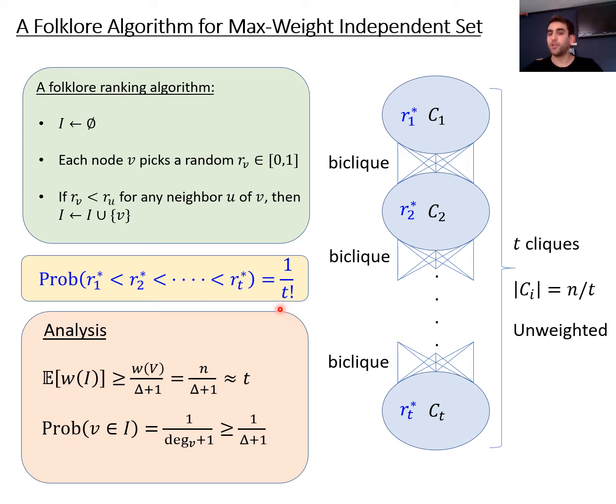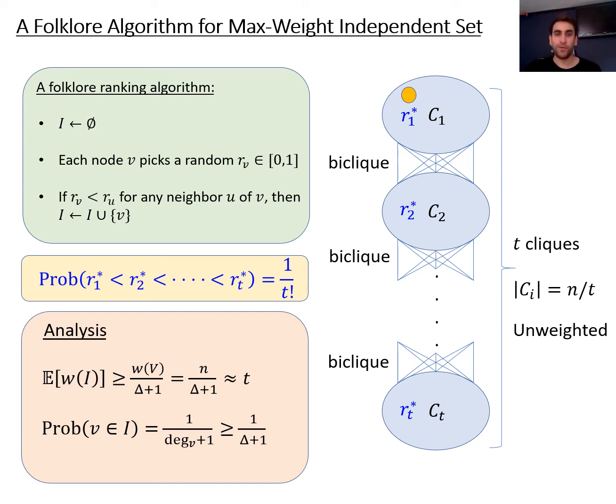So if we pick t much smaller than log n, then this probability becomes much higher than 1 over n, or something like that. So we get that this event happens with non-negligible probability. And if this event happens, then this algorithm returns only the node with rank r star 1 as the independent set. And this is because any other node in the graph has at least one neighbor with a smaller rank. Okay, so that's the counterexample.